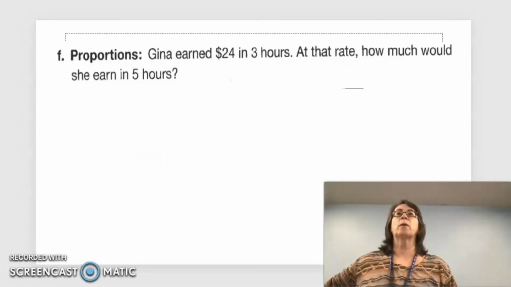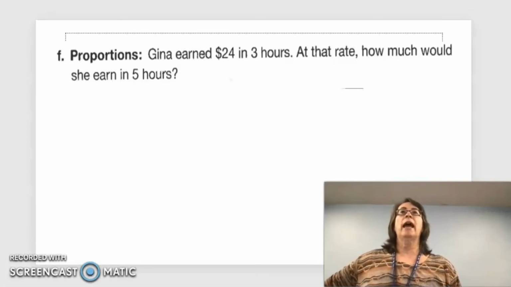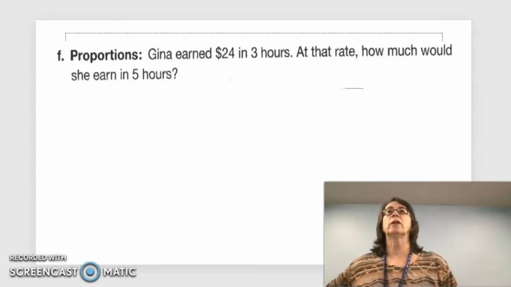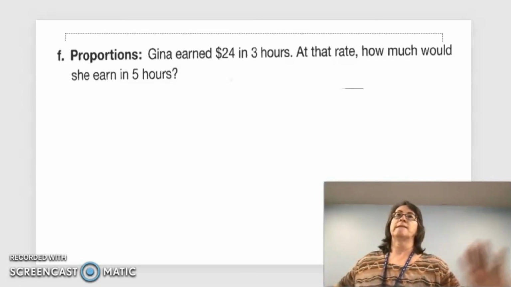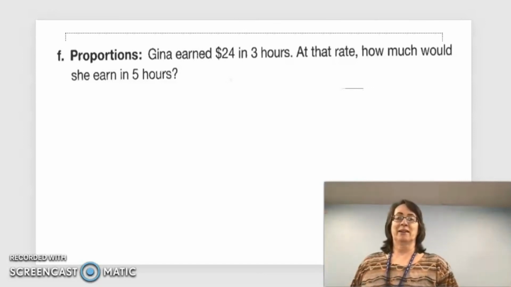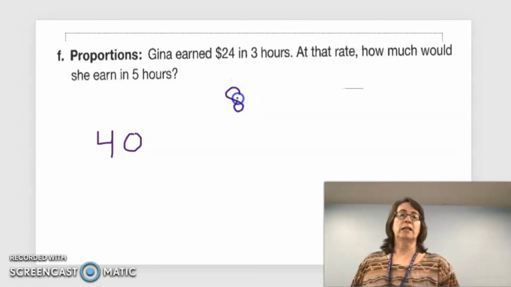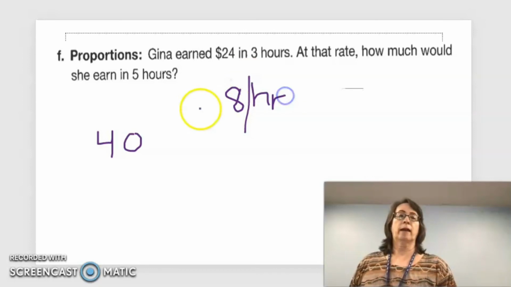Okay, Gina earned $24 in 3 hours. At that rate, how much would she earn in 5 hours? 40. Reasoning: because 24 divided by 3 is 8. So she's making 8 per hour, and then it's 8 times 5. So she's making 8 per hour, and she's doing it for 5 hours, right?